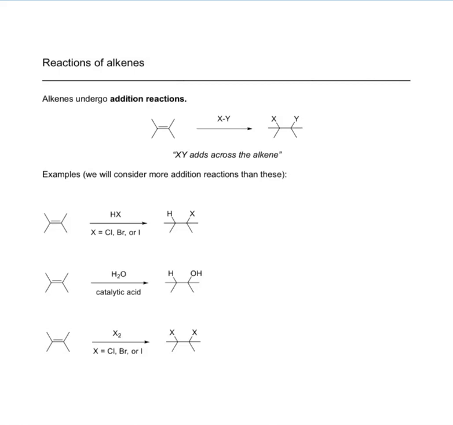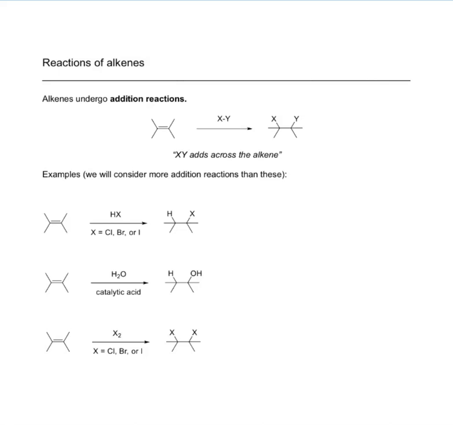Now it's time to start looking at some reactions. Every type of functional group in organic chemistry has its own particular way of reacting, its own pattern of reactivity. That's what makes it its own functional group. For alkenes, the characteristic type of reaction that they undergo is called an addition.